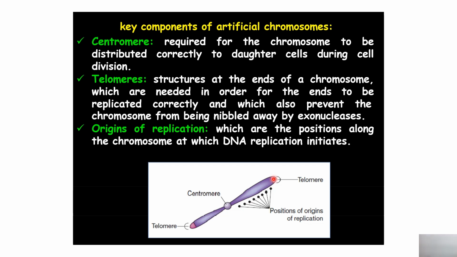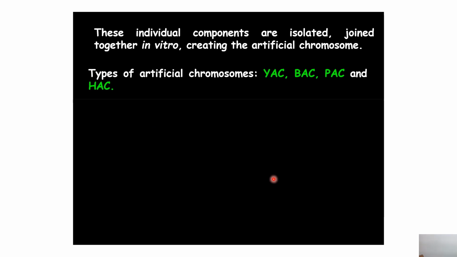So what are the key components of artificial chromosomes? The centromere, which is required for the chromosome to be distributed correctly to daughter cells during cell division. Telomeres, structures at the ends of the chromosome, which are needed in order for the ends to be replicated correctly and which also prevent the chromosome from being nibbled away by exonucleases. Then there are the origins of replication, which are the positions along the chromosome at which DNA replication initiates. These individual components are isolated and joined together in vitro, creating the artificial chromosome.